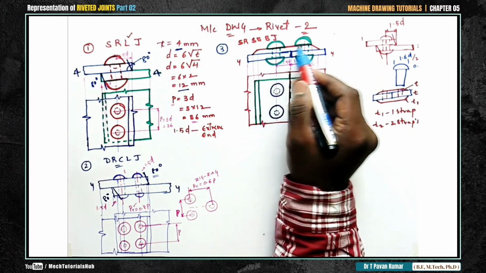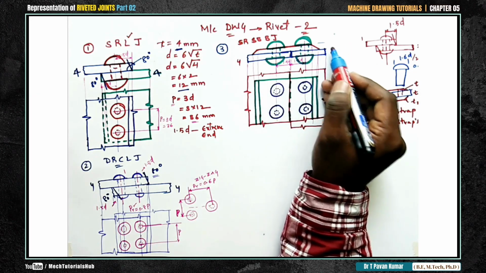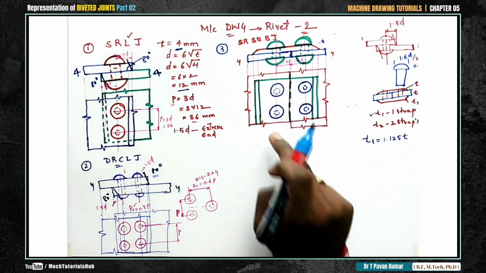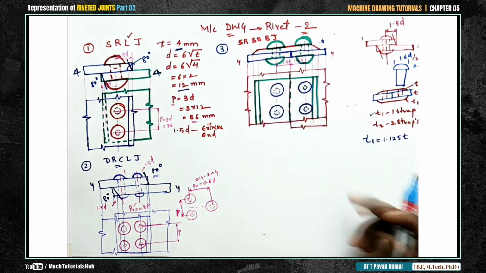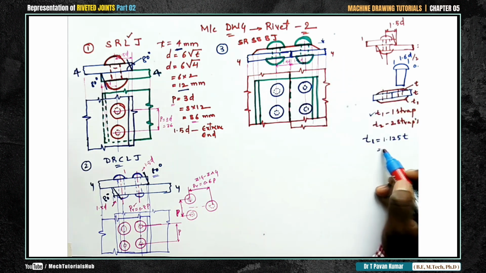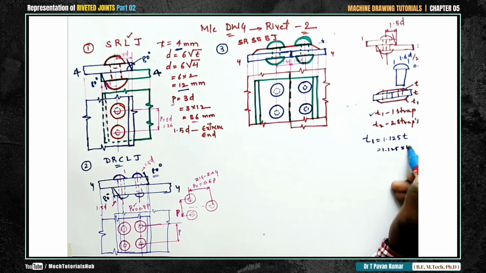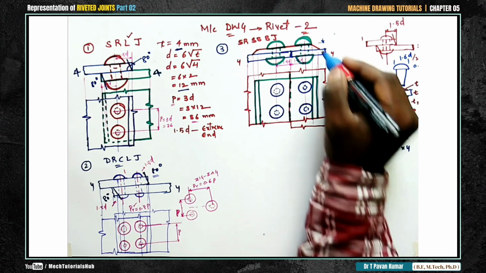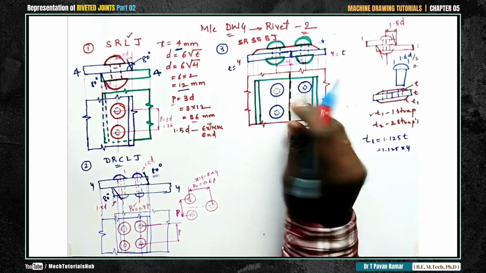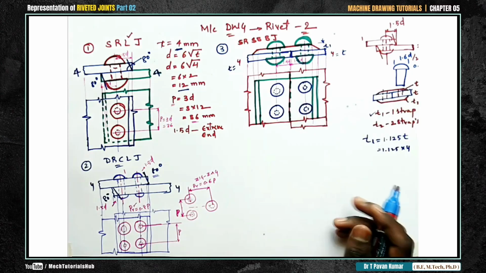When you draw a strap, what is the thickness of the strap that you considered? That is more important. For this cover plate, what we are using, you can consider this green one as cover plate, 1.125 T. Substitute the value of T, which is 4. 1.125 into 4, you'll get the value. That is your T1. T is equal to 4, and this is your T1, whatever the value you'll get.